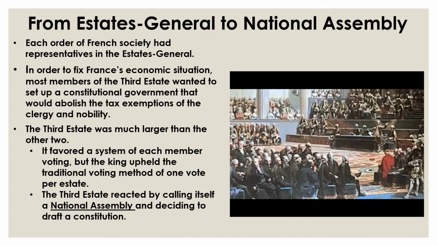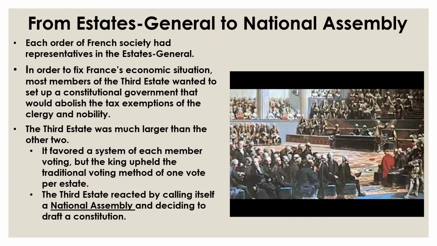But the king upheld the traditional voting method of one vote per estate, meaning the clergy would get one vote as the first estate, the nobility would get one vote as the second estate, and the Third Estate would get one vote as just one estate. This, of course, would mean that the clergy and the nobility, who had all those tax exemptions and privileges, were not going to vote to end those privileges for themselves. So the Third Estate realized that nothing would get done in their favor.